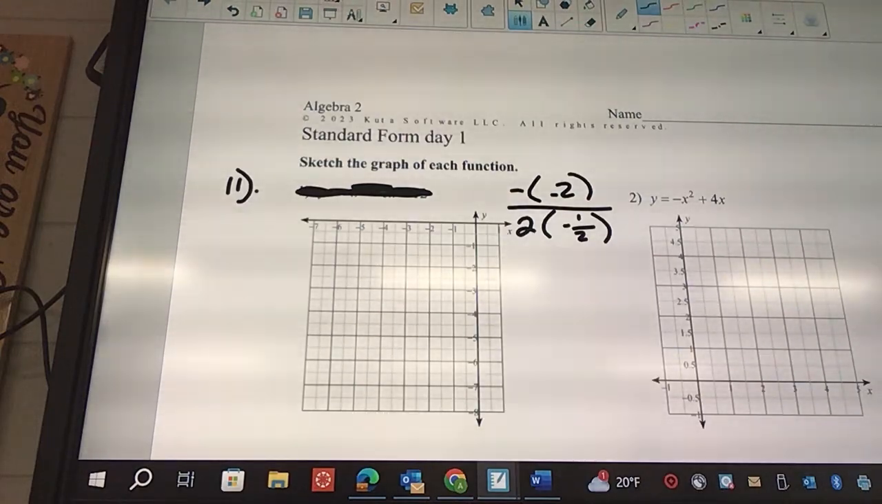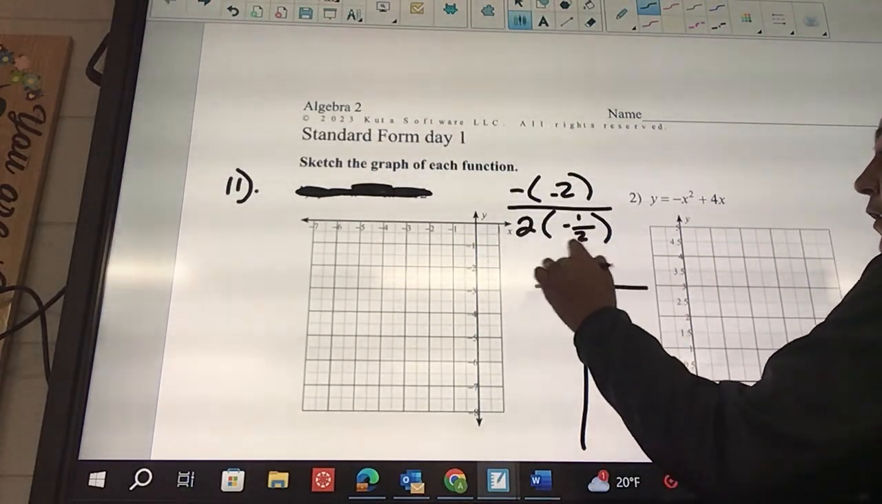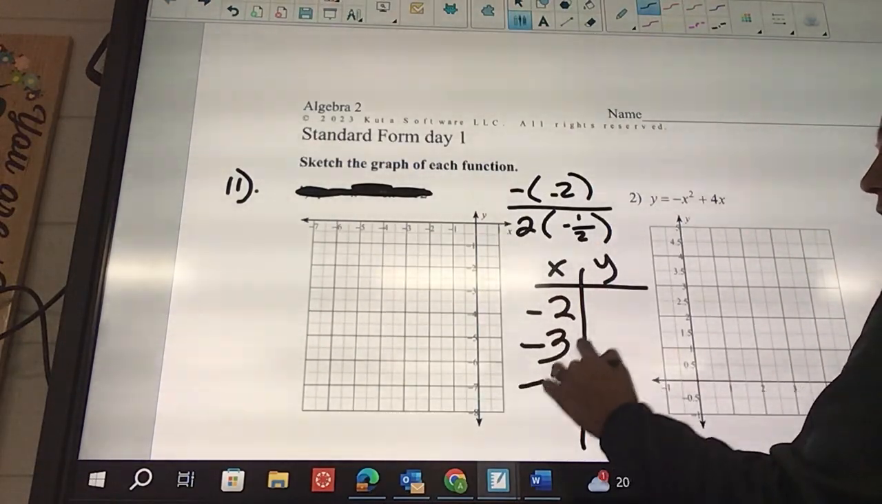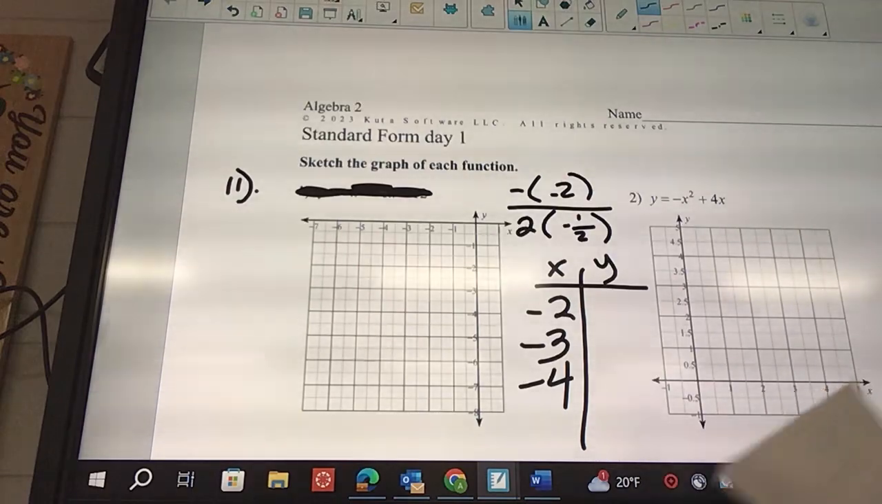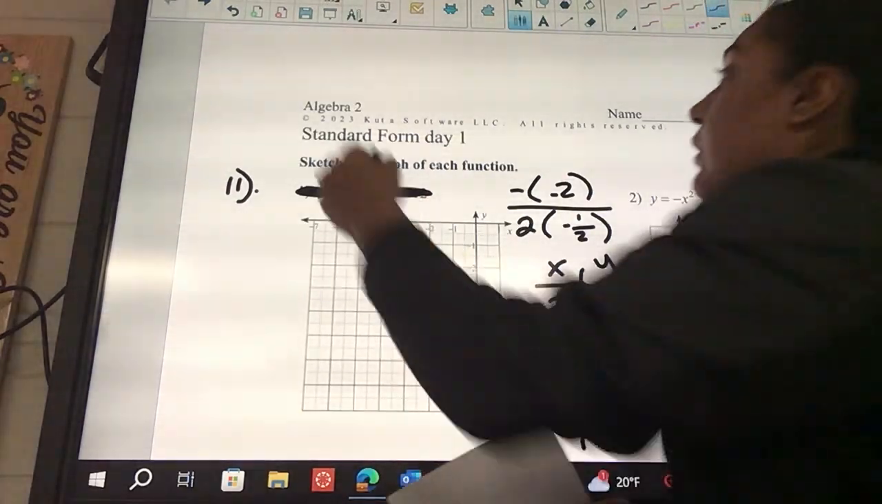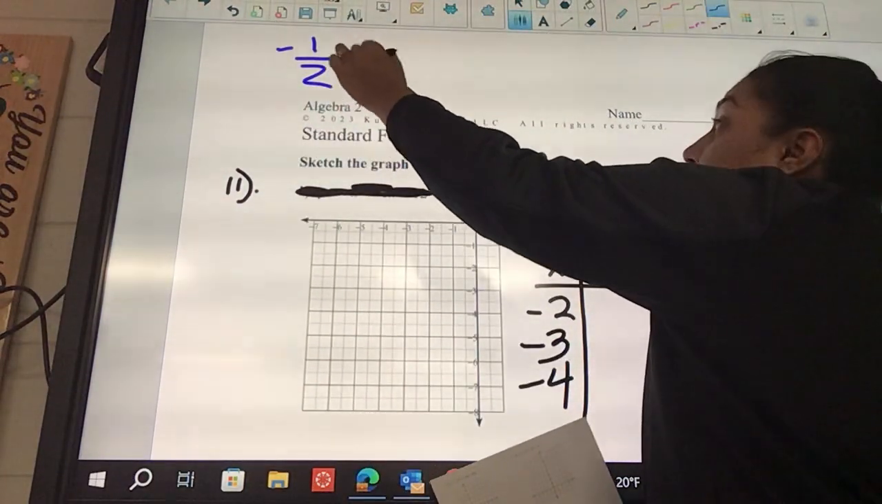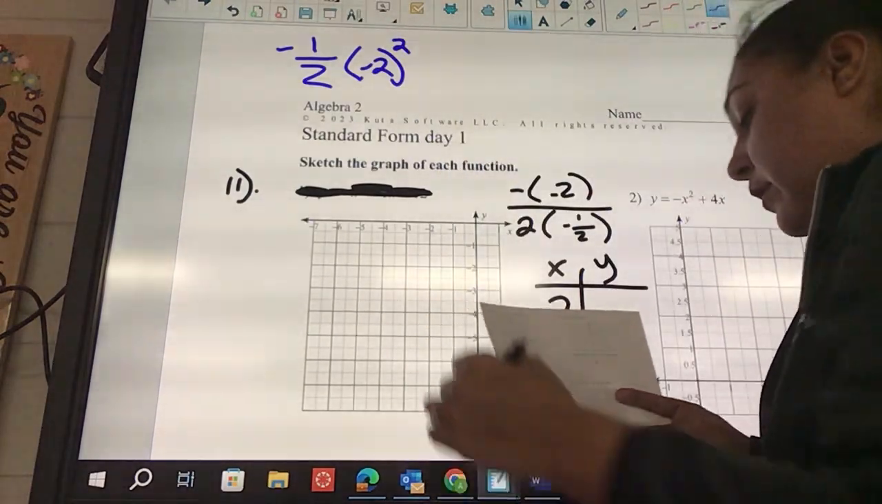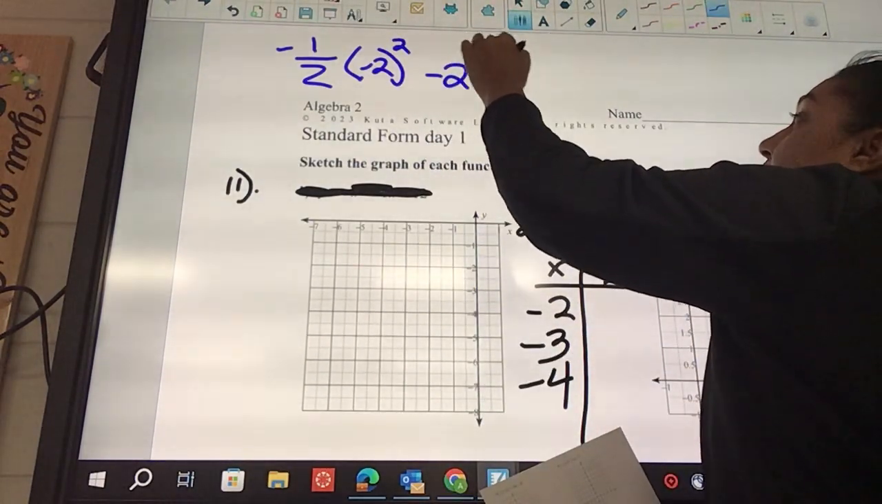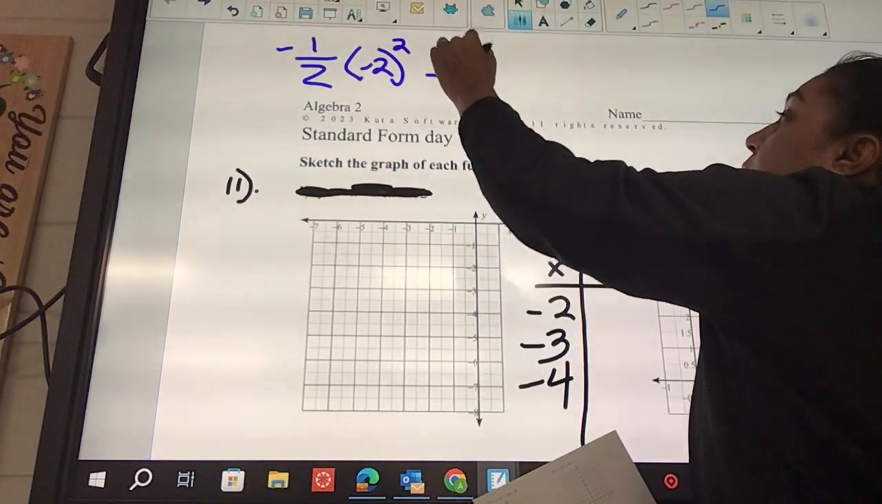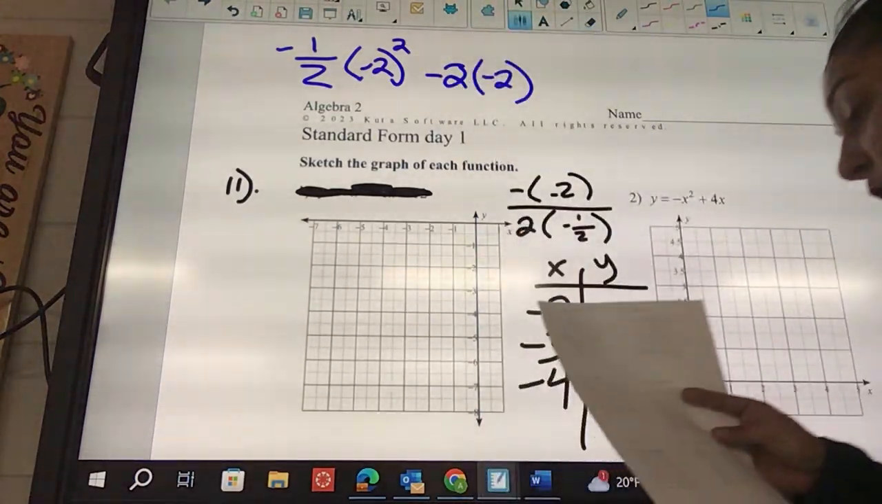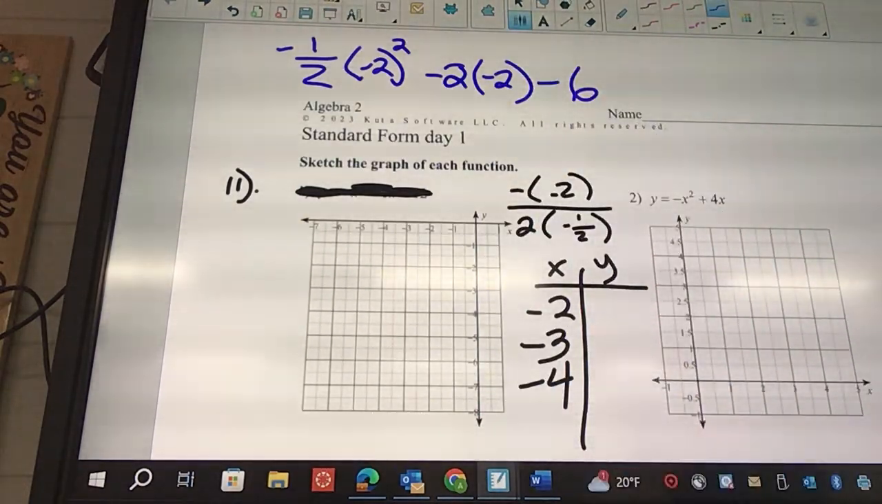Okay, what did you guys get? Negative 2? Yeah. Okay, so -2 is going to be the first number on our list, and then -3 and -4. Now when we type it in, it's going to look like this. It's going to look like -1/2, that needs to be a fraction, parenthesis, -2 squared, -2 parenthesis, -2, -6. It's a little bit more crazy to type in.